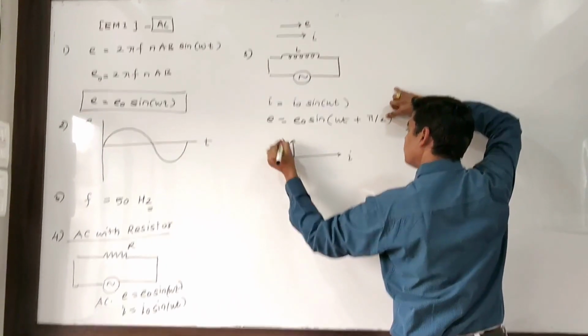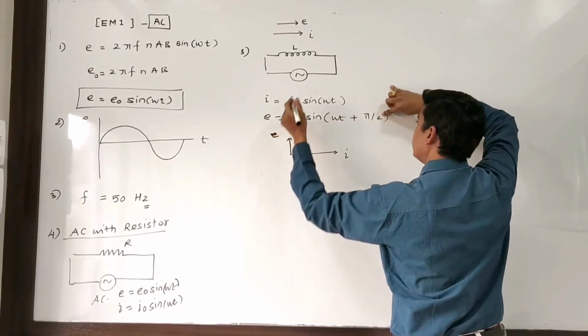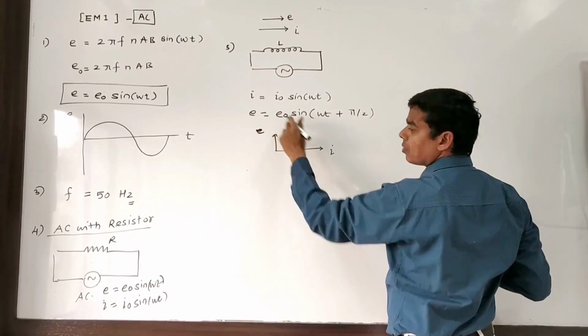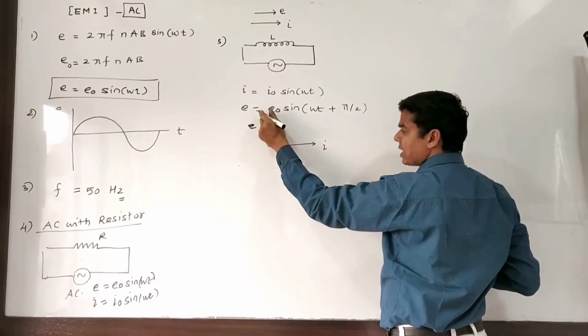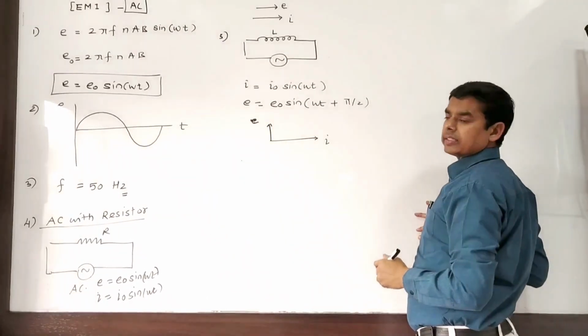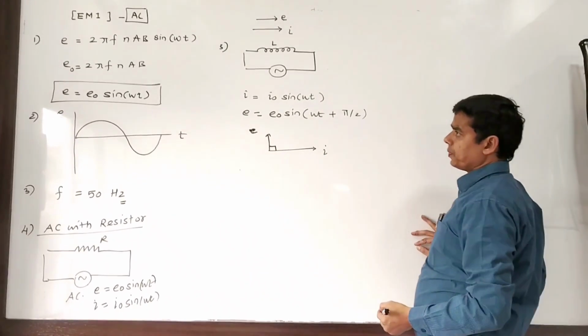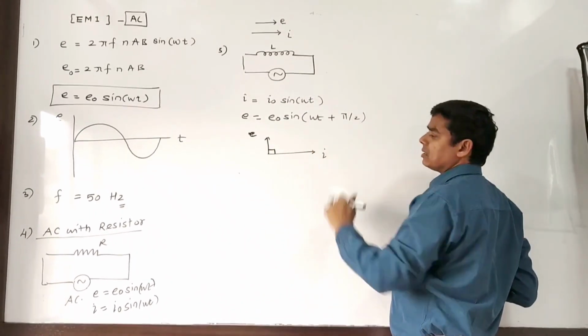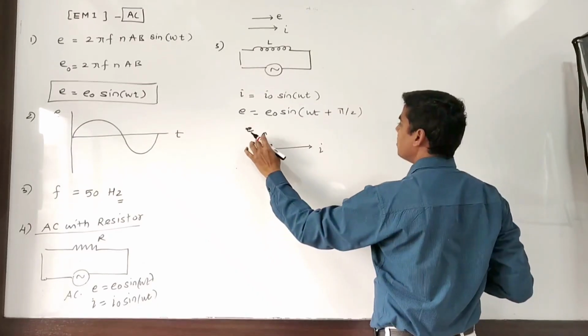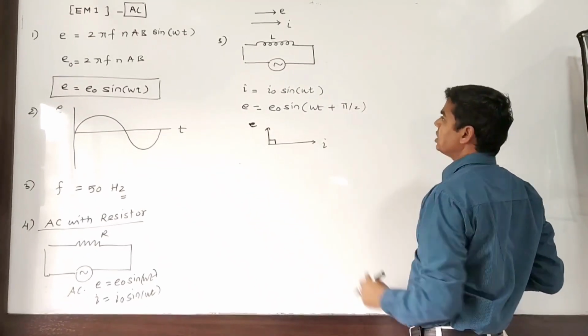So the phasor diagram for an inductive circuit is: E is along the positive y-axis and I along the positive x-axis. That is, EMF leads the current by 90 degrees and current lags the EMF by 90 degrees. So EMF is ahead of current in an inductive circuit.